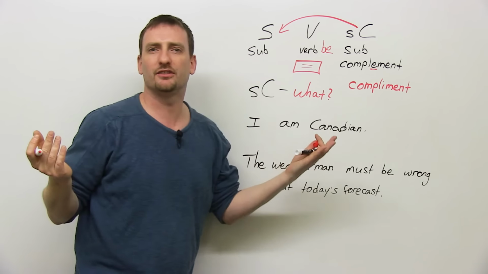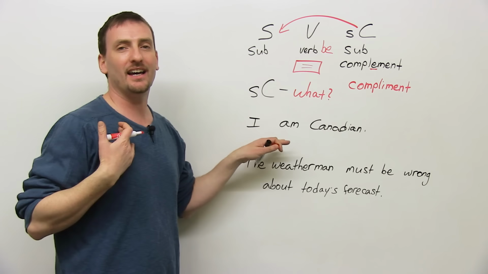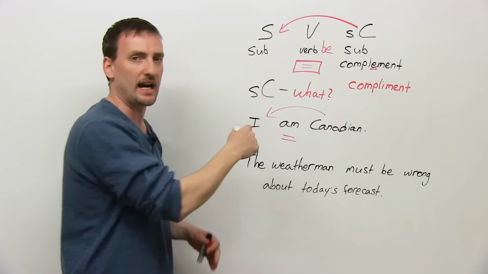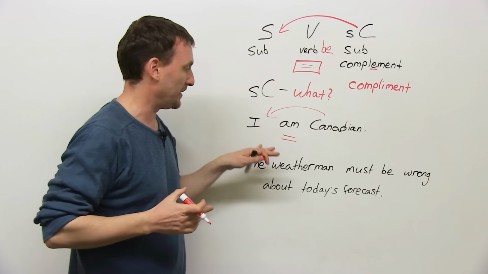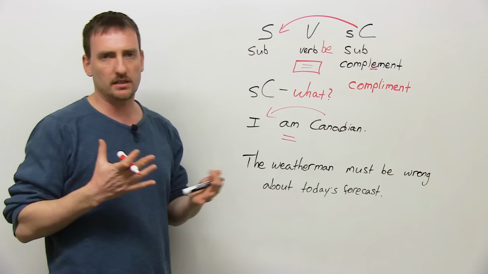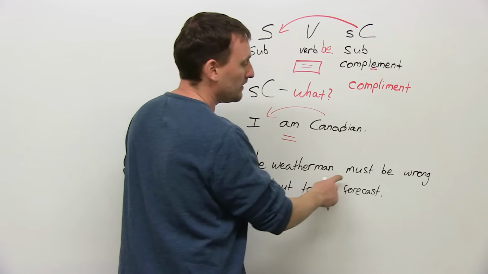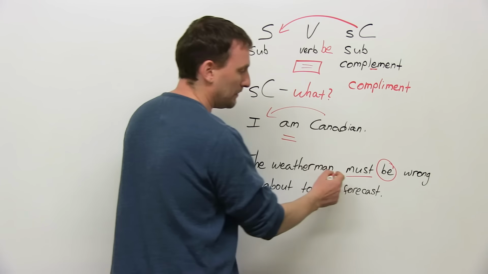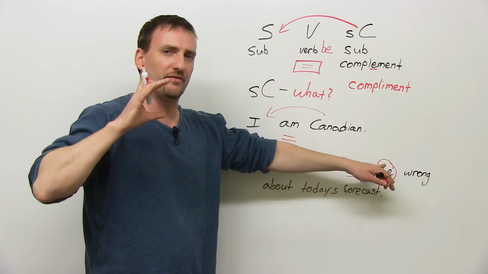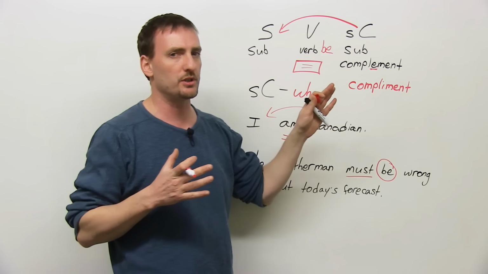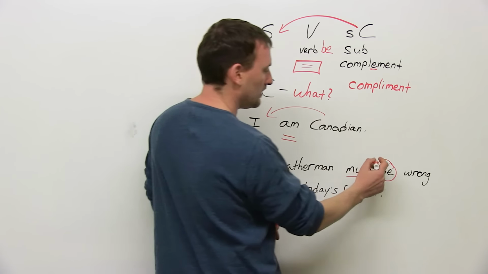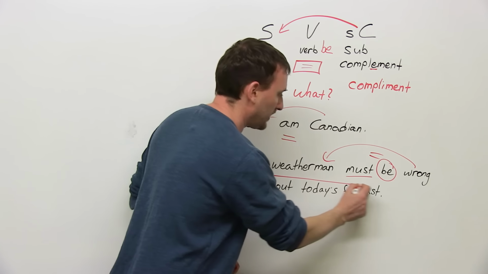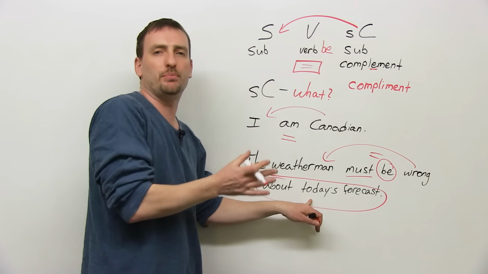So for example, and many students still ask me this, so I'll say it again. I am Canadian. So I equals Canadian. Canadian completes the meaning of I. Same thing, right? This is the completion of me. This sentence looks a little bit more complicated, but it's the exact same thing. The weatherman must be wrong about today's forecast. I still have the be verb. This modal must only tells me something about the degree of the be verb. It doesn't tell me anything about the subject or the complement. So the weatherman, wrong. The weatherman is wrong about today's forecast. This is just an extra piece of information.